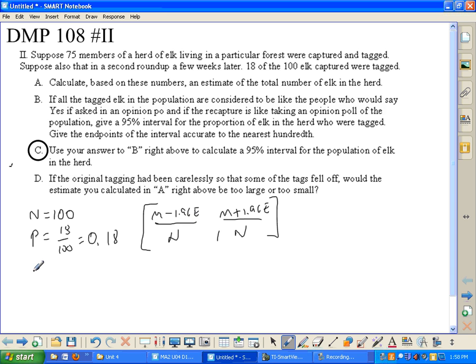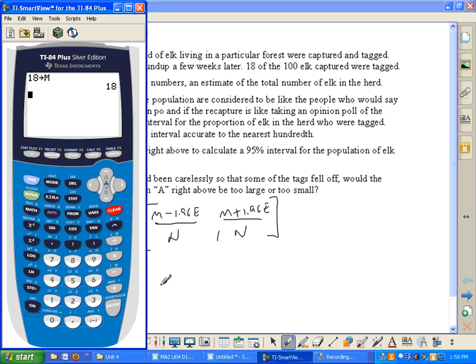So we go ahead and calculate our mean is equal to N times P, which is just going to be 18 in this case, and the standard error is going to be the square root of N times P times 1 minus P. So that's 100 times 0.18 times 0.82. So we'll go ahead and go to the calculator from here.